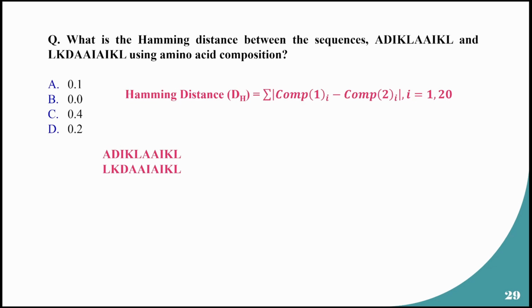Just take each of the amino acids that could be present here, calculate the composition for sequence 1, calculate the composition for sequence 2 for that particular amino acid, and subtract: composition in sequence 1 minus composition in sequence 2, right? You can do vice versa also, because ultimately we are taking an absolute value of that, and then you have to sum up for all of the amino acids, using this particular formula.